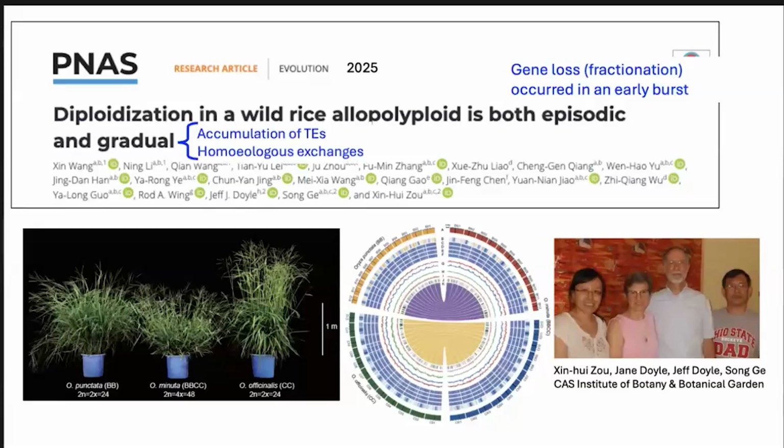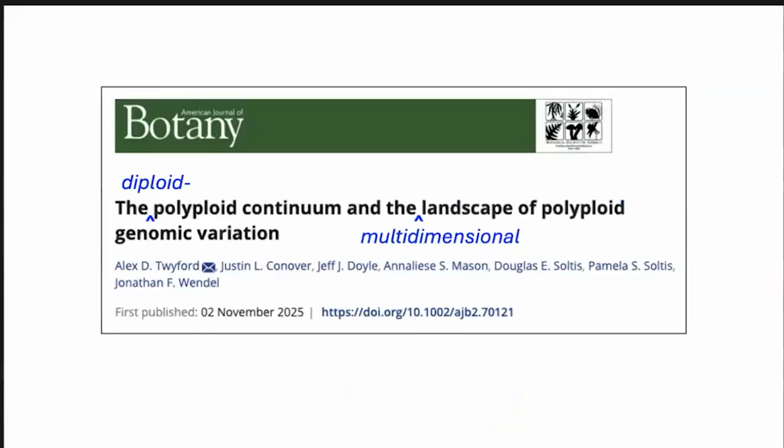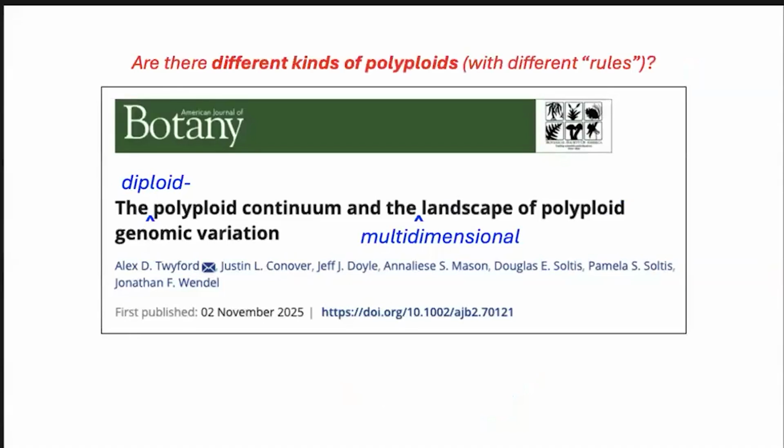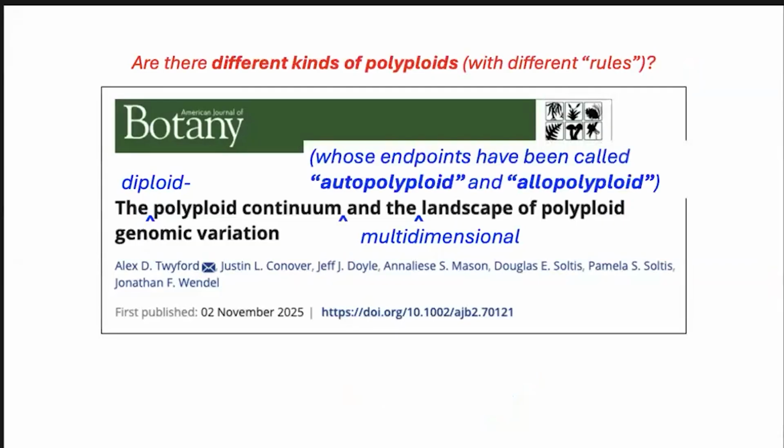But in contrast, the accumulation of transposable elements and also homologous exchanges by recombination seem to be much more gradual, based on the demographics of what they can look at there. So if we now think about this, the diploid-polyploid continuum is a multidimensional landscape of polyploid genome variation. And so we ask, are there different kinds of polyploids with different rules? If there are, the question is really, is the diploid-polyploid continuum, whose endpoints have been called autopolyploid and allopolyploid, a multi-dimensional landscape of genomic variation?